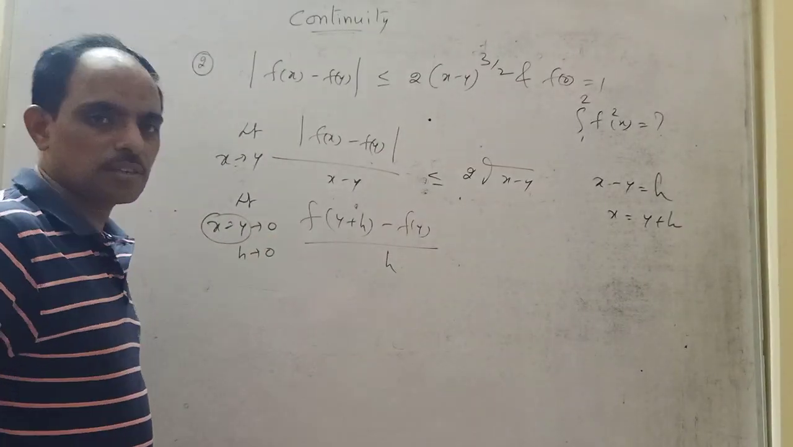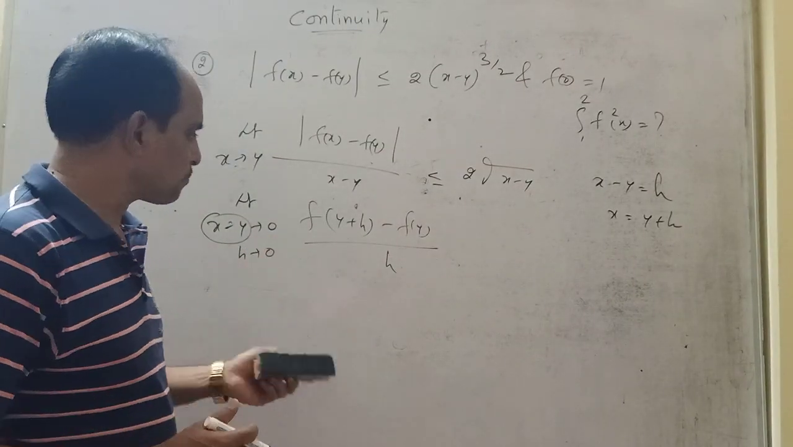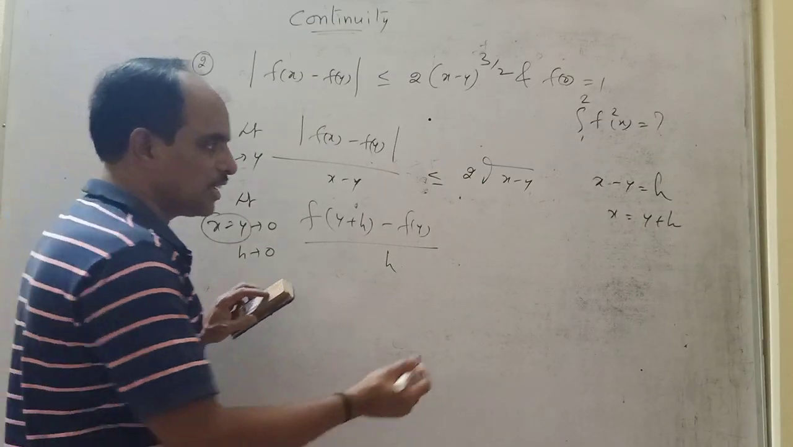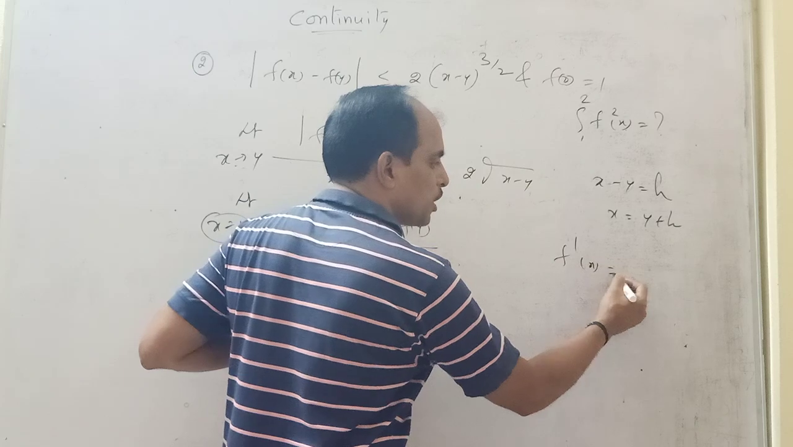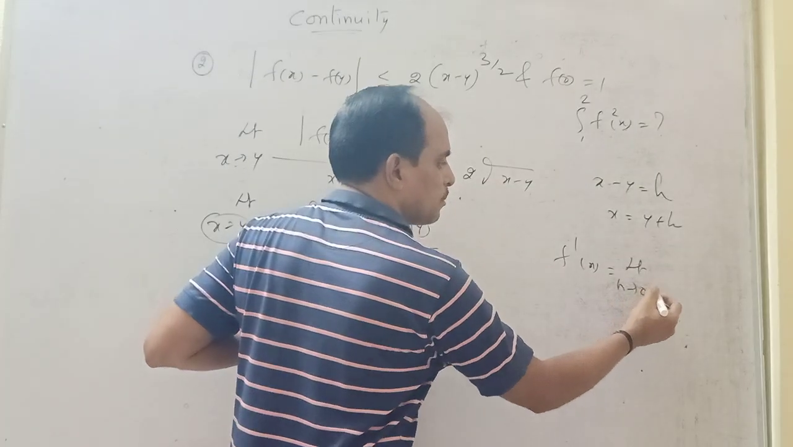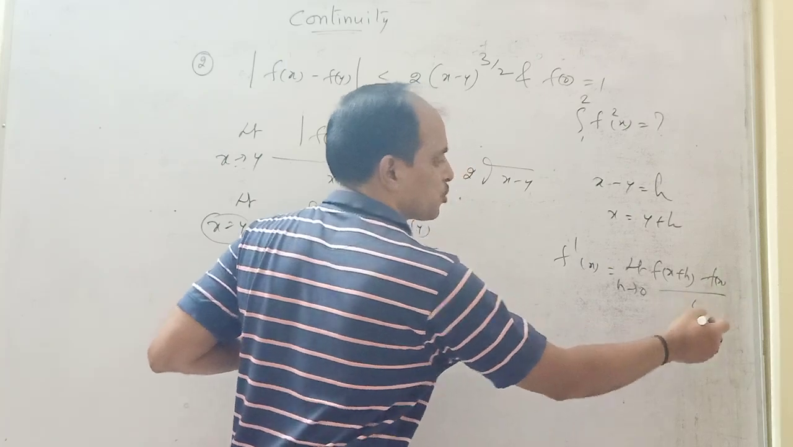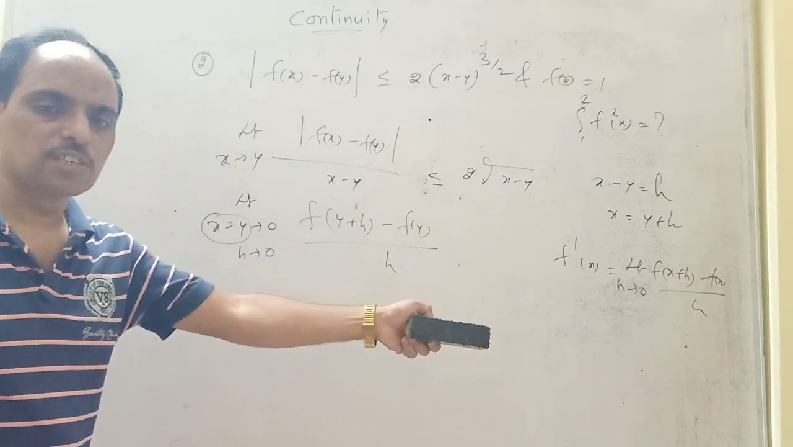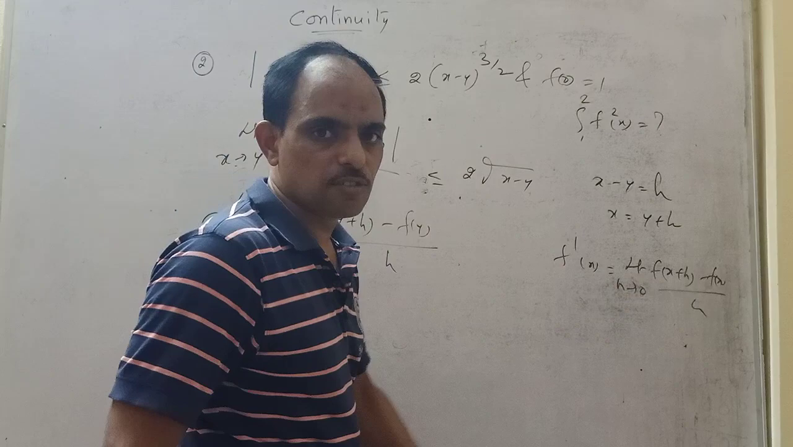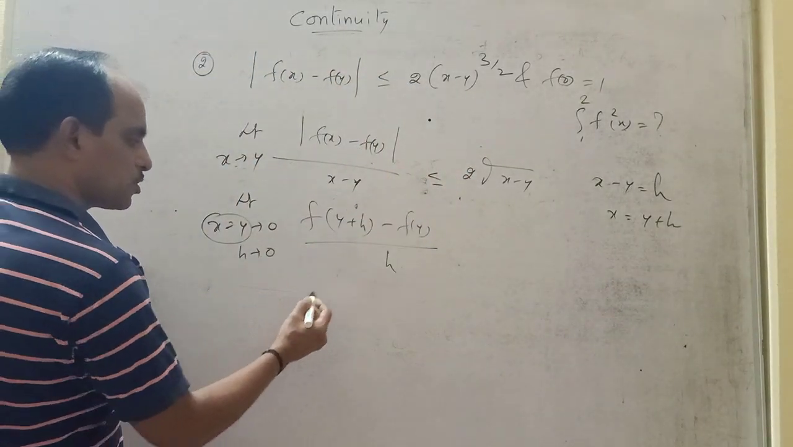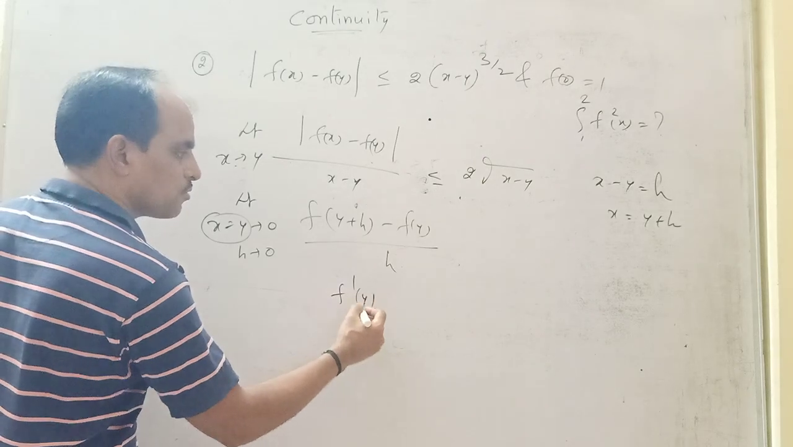By looking at this, I think you have some memory. That is nothing but f dash of y. Okay, am I right? F dash of x is equal to, you have to remember from the first principle, limit as h tends to 0 of f of x plus h minus f of x by h. That is the definition of differentiation. So this is nothing but f dash of y.